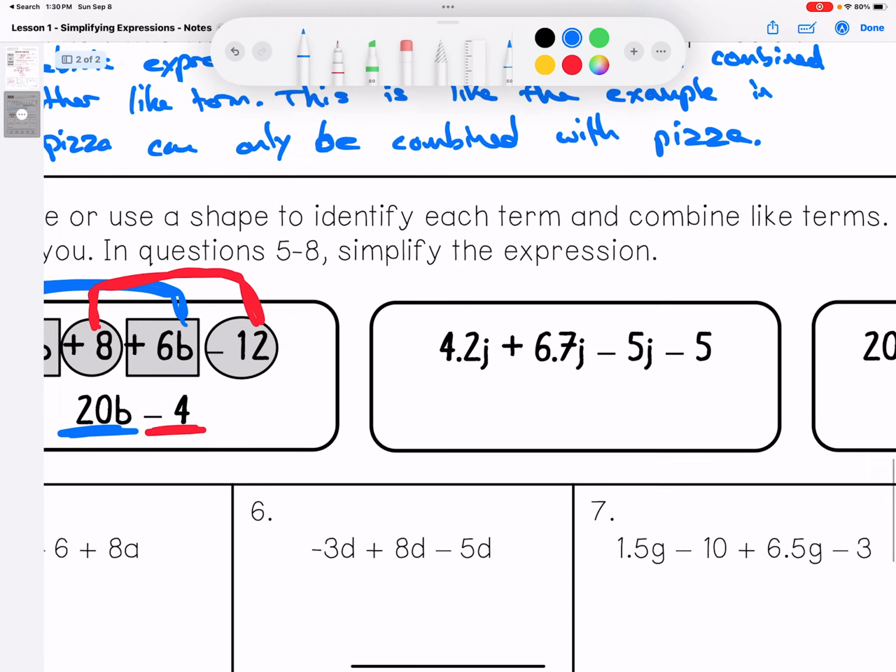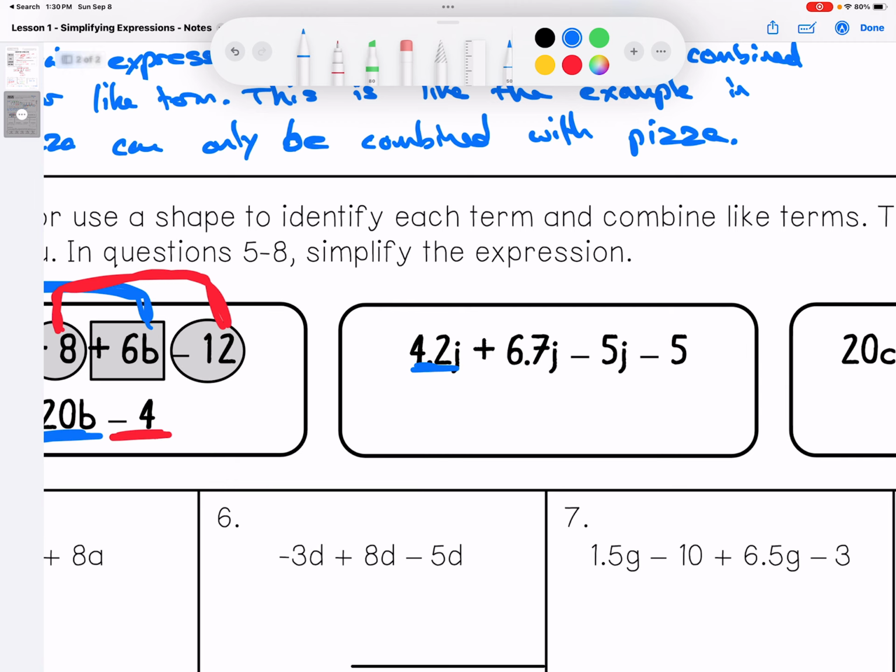Now I'm going to come over here and do the blue. We got a J. We got another J. Notice I'm including the sign in front of it, so we're going to combine all of those. There are 3 of them. That's fine. We can have more than 2. And then the last one is just a regular old -5. Okay, -5 don't combine with anything. 4.2 plus 6.7 is 10.9 minus 5. So you would add those up, and that's 10.7, and then minus 5 gives you 5.7.